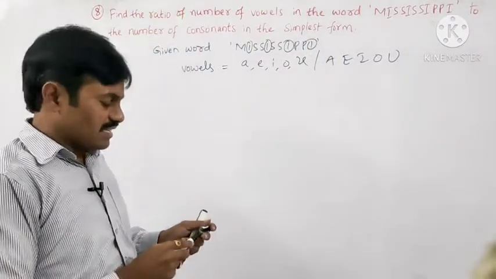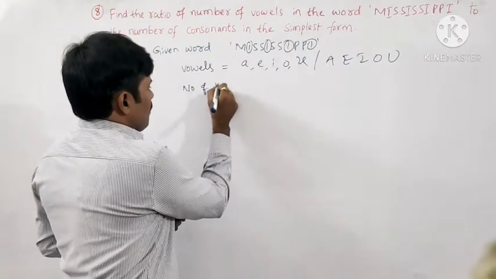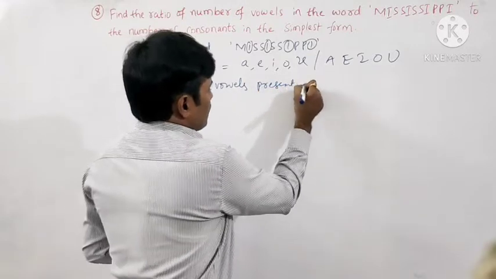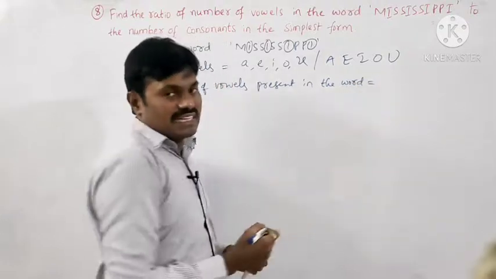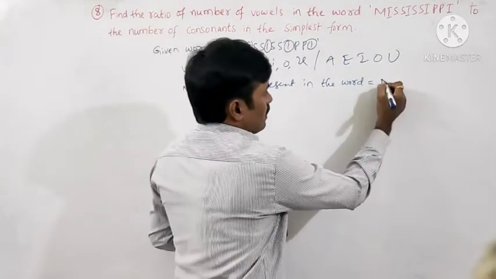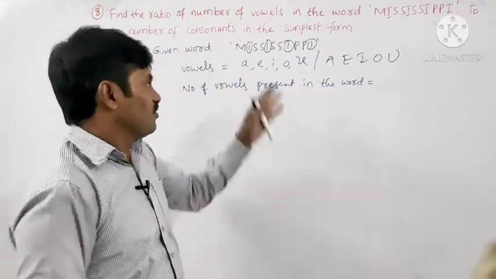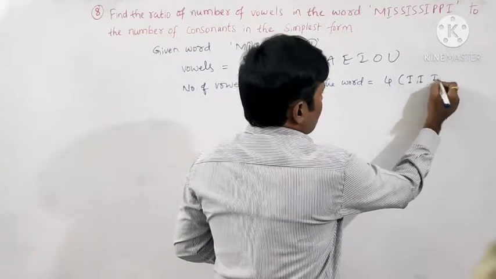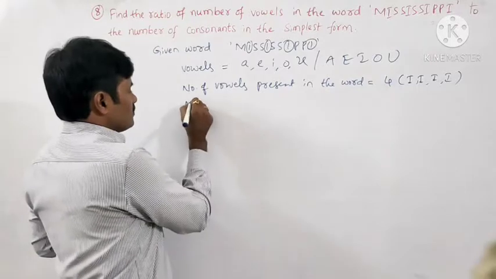So the number of vowels present in the word Mississippi. M-I-S. How many are here? 4, clearly we observed. What are those? I, I, I, I. 4 I's. Okay. Now the number of consonants.